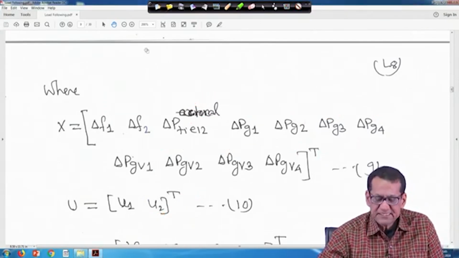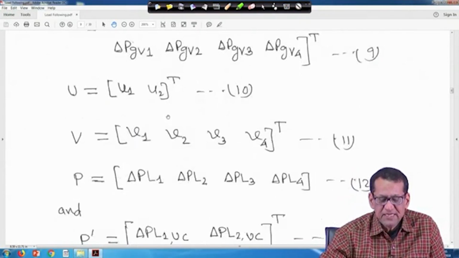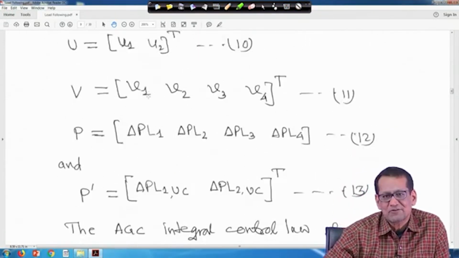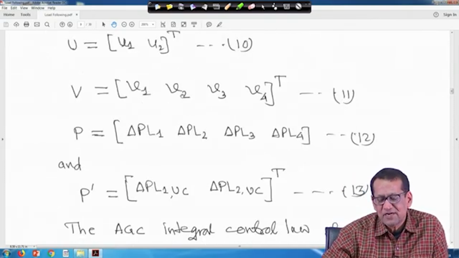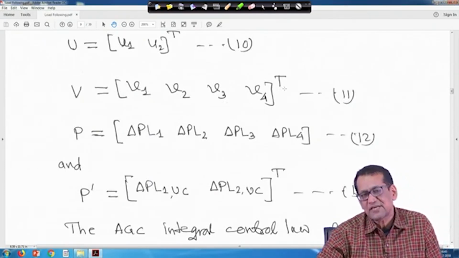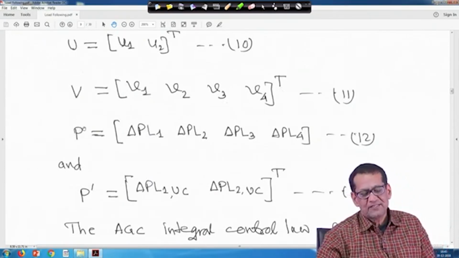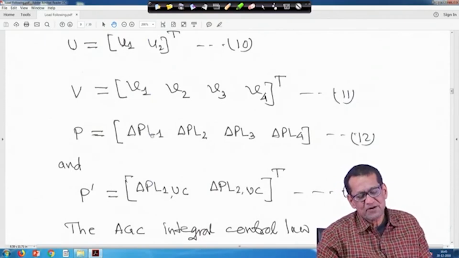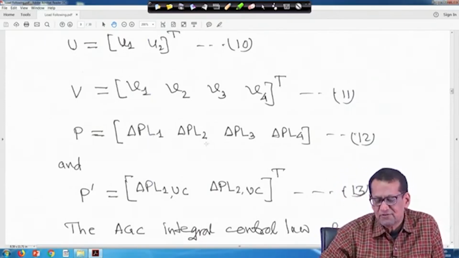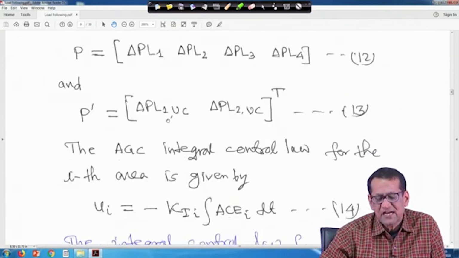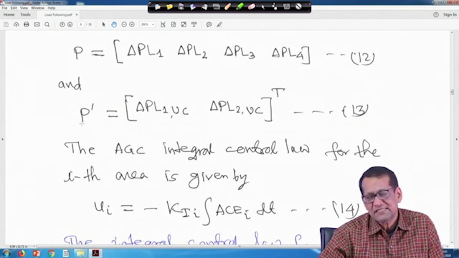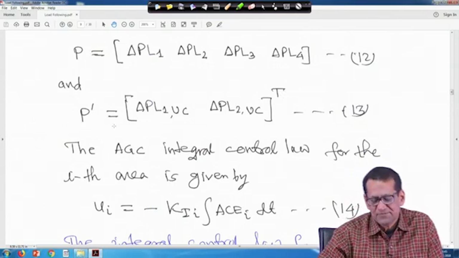Next is V. There are 4 load following controllers in general. So, that is why V1, V2, V3 and V4 transpose, right, and for P there are 4 distribution components, whose power demands are delta PL1, delta PL2, delta PL3 and delta PL4, and P dash, that is the uncontracted power demand, delta PL1 UC and delta PL2 UC transpose. In the previous case we took small p, but here I have taken P dash, right.